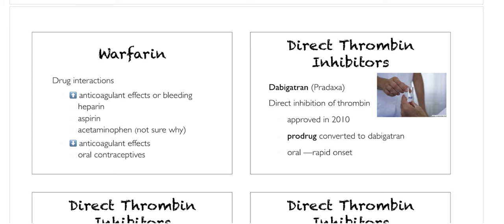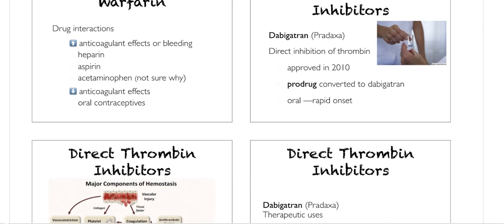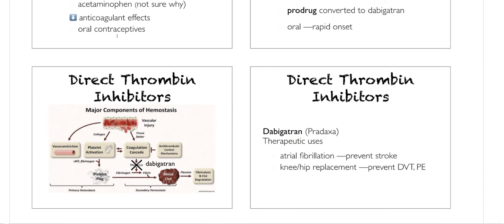So that's warfarin. Now we're moving on to our direct thrombin inhibitors, which is going to be dabigatran, or Pradaxa. This directly inhibits thrombin. As we see down here, we're directly inhibiting thrombin, which is used to convert fibrinogen to fibrin. A lot of the other ones were affecting fibrin specifically. We're now going one step above and inhibiting thrombin instead.